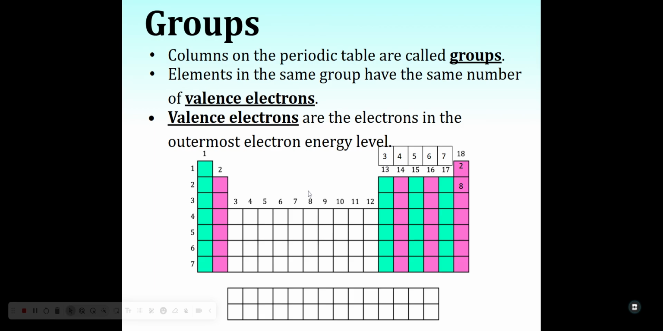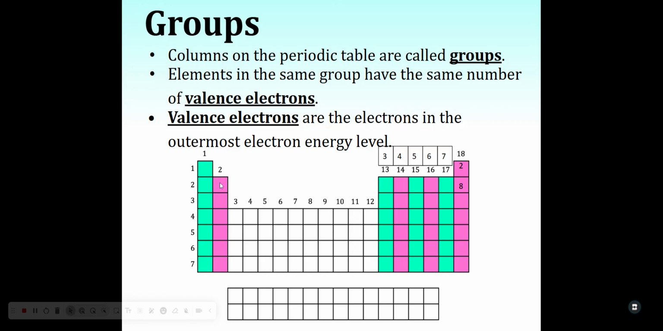Beyond rows, which tell us how many rings they have and kind of how they act, we then go into groups, and those are the columns. Where this is important is that the columns share similar characteristics because what they have is the same number of valence electrons. That's going to be a very important term for you to know. And valence electrons are just the electrons on the outermost ring.